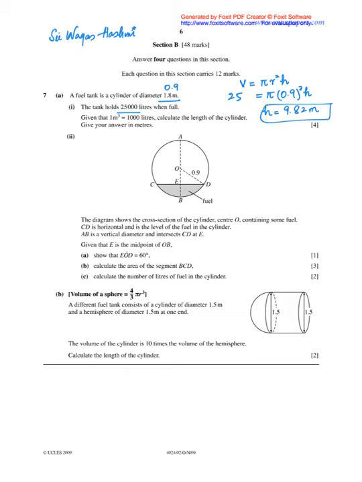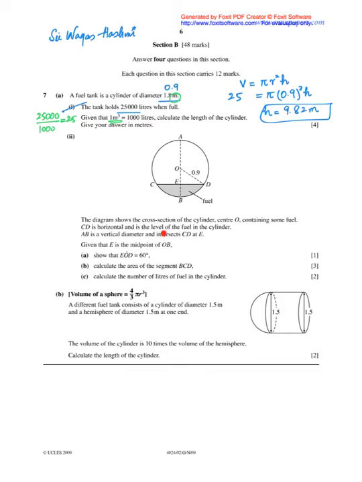All right. So if you are confused about the volume, what I did was 25,000 divided by 1000 to convert it into meter cube, because the radius is in meters, so that is why we need volume in meter cube. All right, so that is the first part. After that, you have a cross section view containing some fuel.